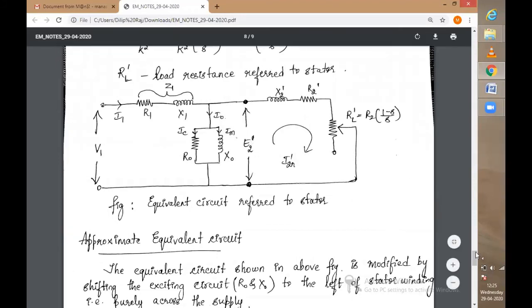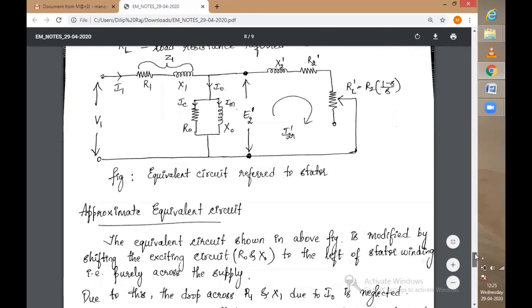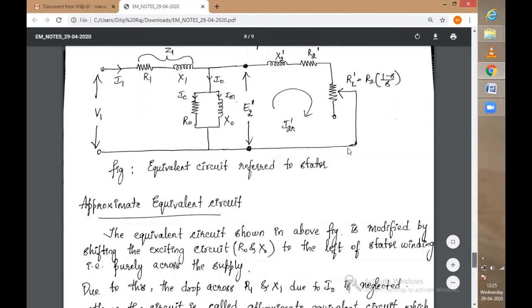The next step will be to obtain the approximate equivalent circuit. So you can see here, first we have the stator winding, then we have represented the exciting circuit, and then we have represented the rotor. Now to obtain the approximate equivalent circuit, what we do is, whatever we have here as exciting branch, we shift it to the left of the stator winding, that is, we bring it next to the supply.